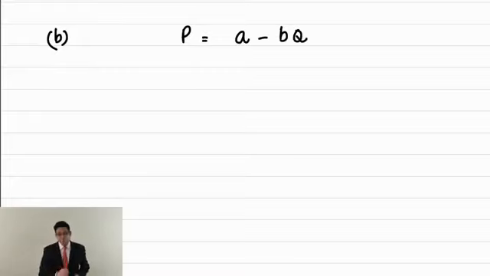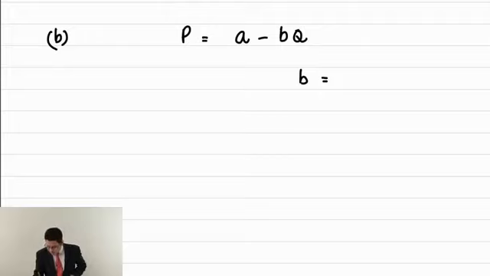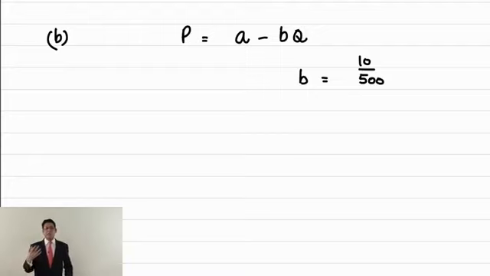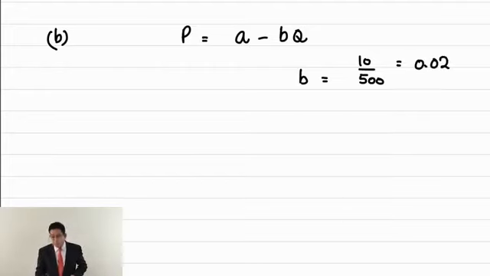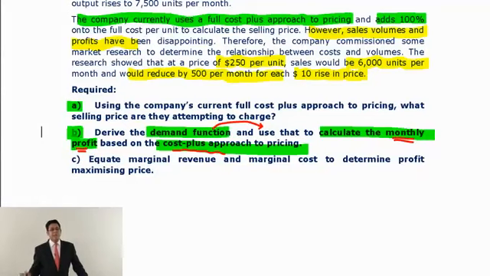First of all, derive the demand equation, which is P equals A minus BQ. First of all, let's calculate B, which is change in price divided by change in quantity. That $10 change in price will change the quantity by 500 units. So 10 over 500 equals 0.02. And now let's substitute this 0.02 into the demand function by picking up any price and quantity combination.